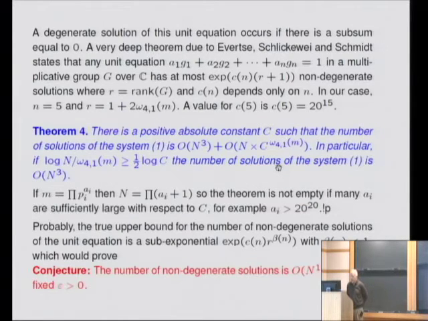Okay. Now, the true upper bound for the number of non-degenerate solutions of the unit equation is expected to be, on probabilistic considerations, not exponential in the rank, but sub-exponential in the rank. If that were true, then the number of non-degenerate solutions would be n to the power 1 plus epsilon, which would be very small. And that is some indication; this conjecture was made independently for various reasons. So there's some evidence that the correct bound for non-degenerate solutions is quite small. We have no idea how to prove that.